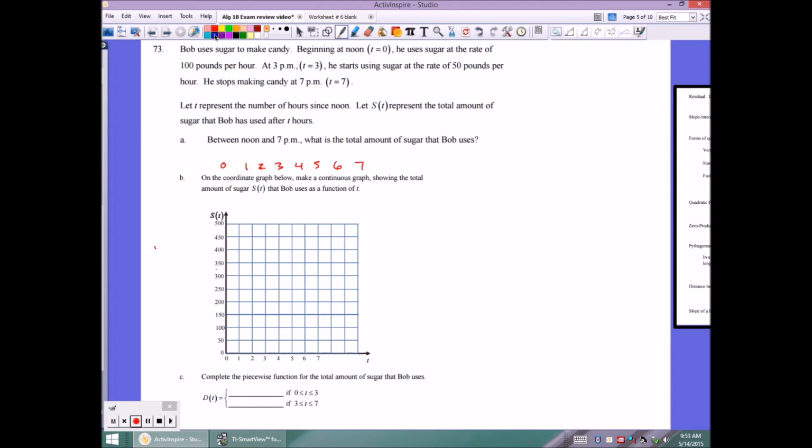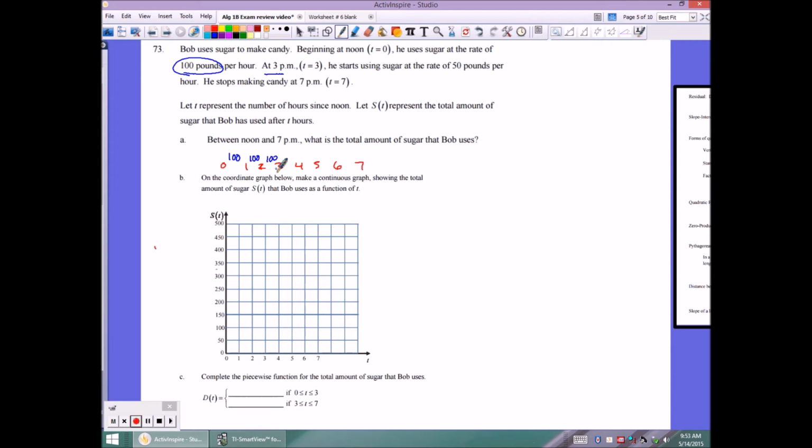And in the beginning, it said he used 100 pounds per hour, and then at 3 o'clock he changed. So from 0 to 1, for 1 hour, he was doing 100 pounds per hour, then another 100 pounds per hour, and then another 100 pounds per hour. So in those 3 hours, he used 100 pounds each hour, so it was 300.